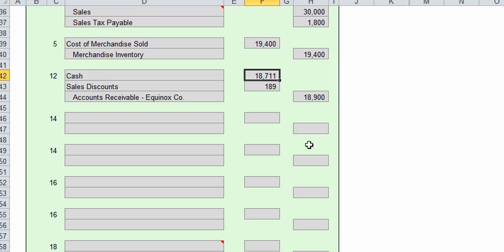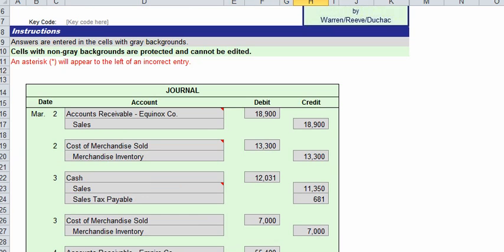It's $18,711. Our debit to the asset cash increases its balance. We debited sales discounts for $18,900 times 0.01, which is our discount. And then we credited accounts receivable for the full $18,900, the same amount it went on the books at, back up here.